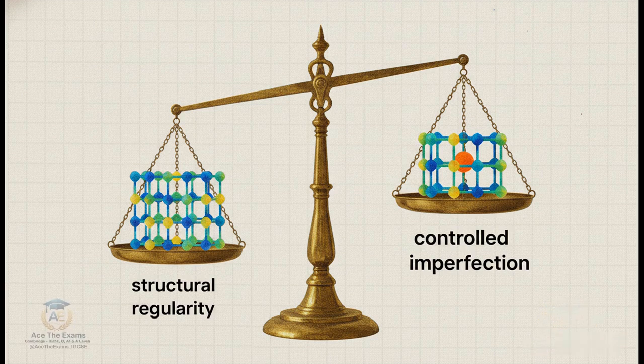So the crucial point to take away from this is this exact examiner-style correction. Always relate structural regularity to controlled imperfection in real-world materials. Advanced ceramics and engineering steels completely depend on this exact balance. This is the exact mindset shift that turns a vague list of random facts into a precise, top-tier exam justification that examiners absolutely love to read.